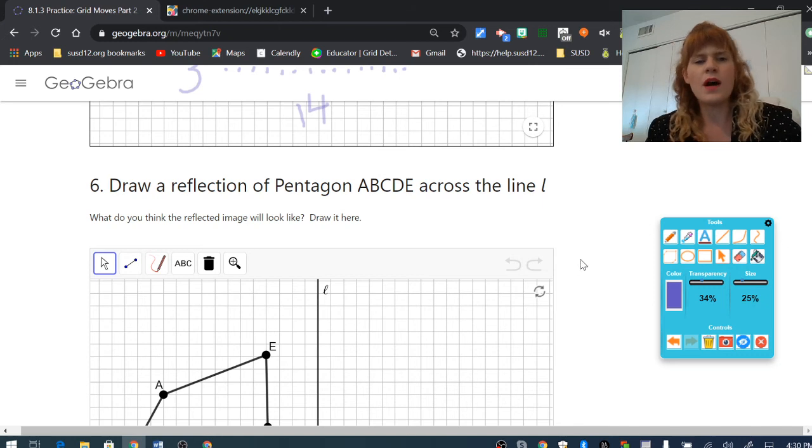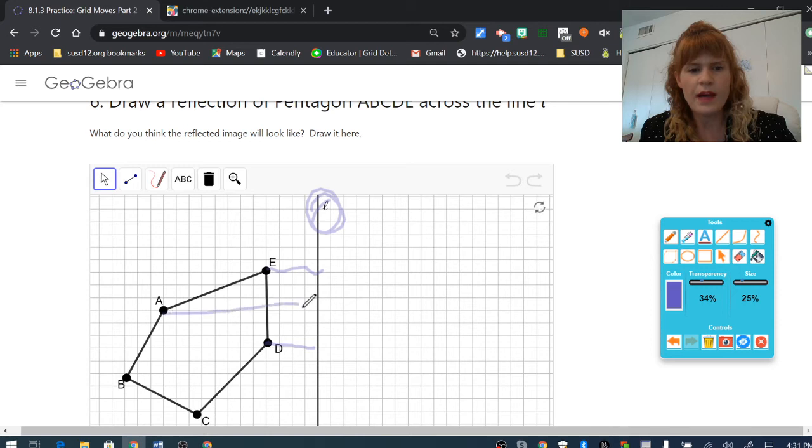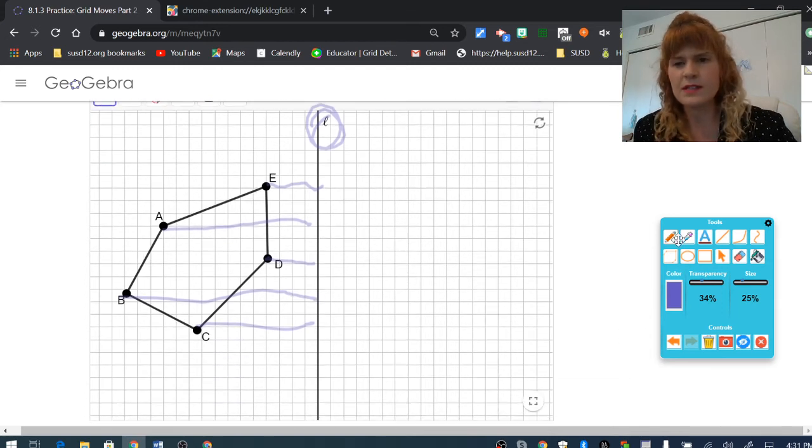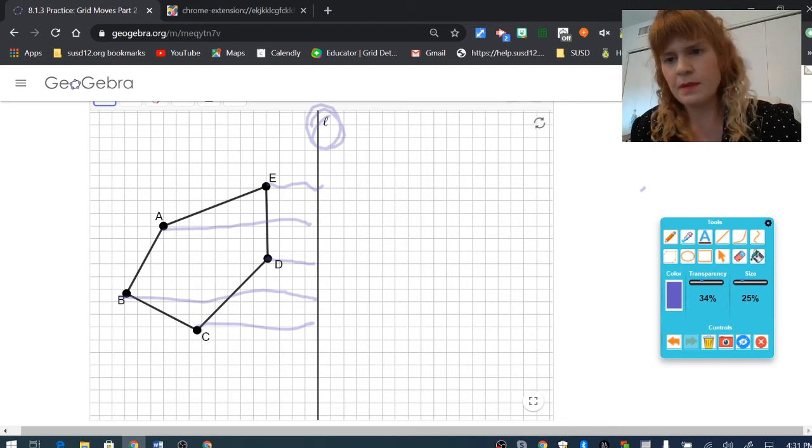Number 6. Draw a reflection of pentagon ABCDE across line L. They already give you line L. Remember, for a reflection, the points on the figure are an equal distance away from the line of reflection as the points on the image. So I need to count these distances, count the units of each distance, and then draw the new point across the line. So let me count this. There's 4 spaces there, so let's count 4. This gives me E prime, 4 spaces.